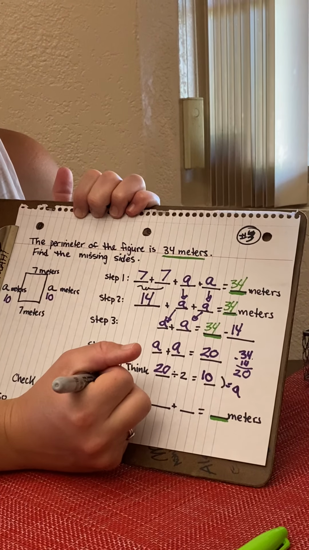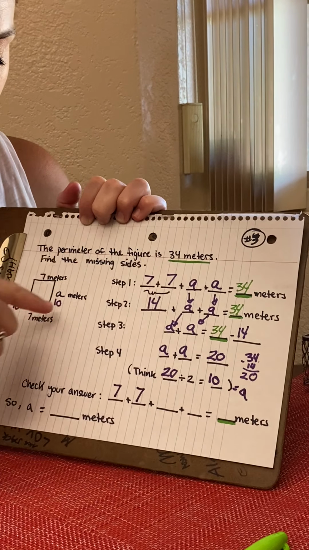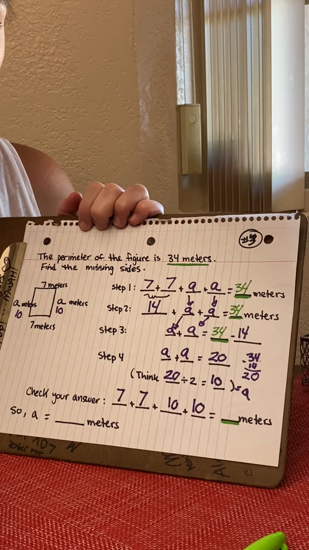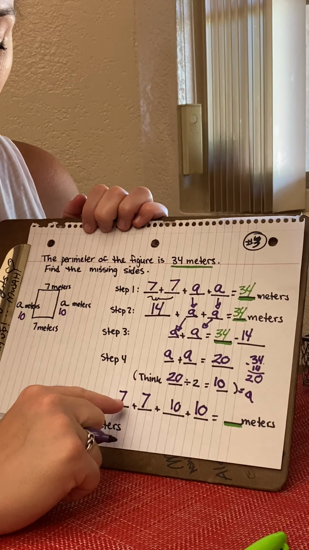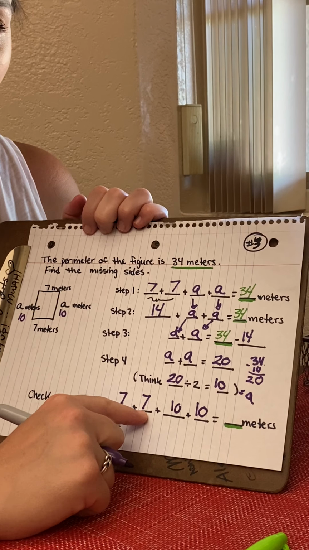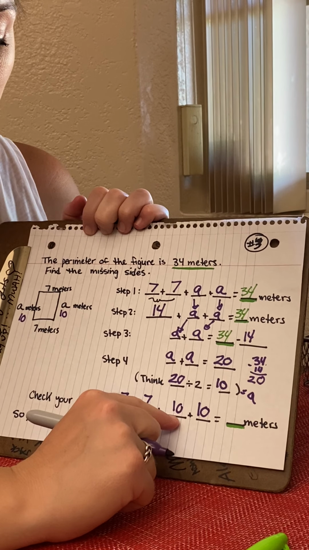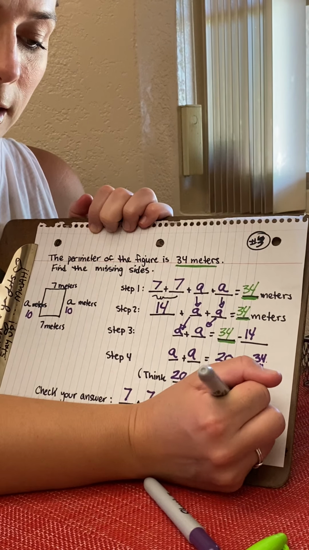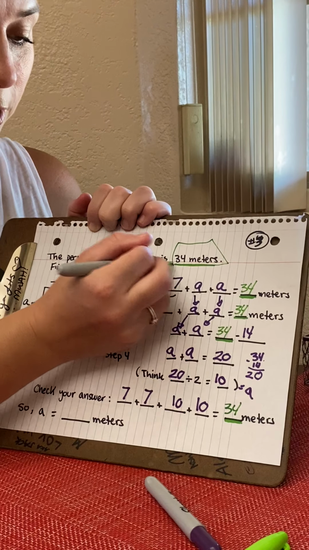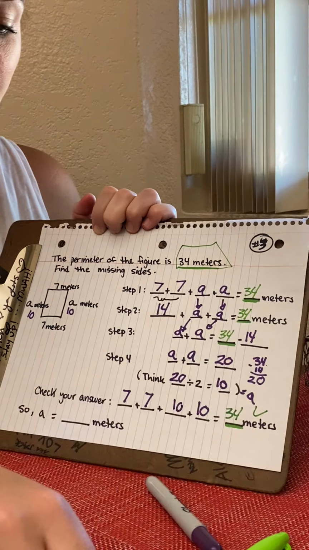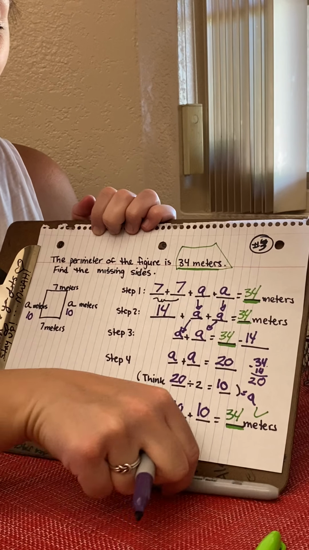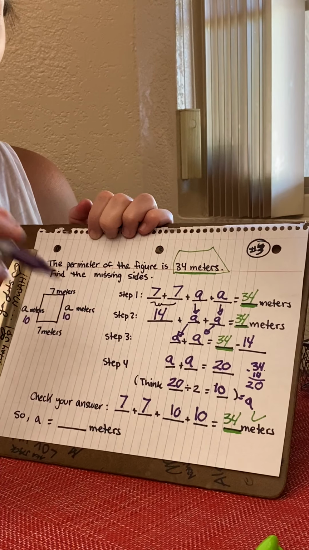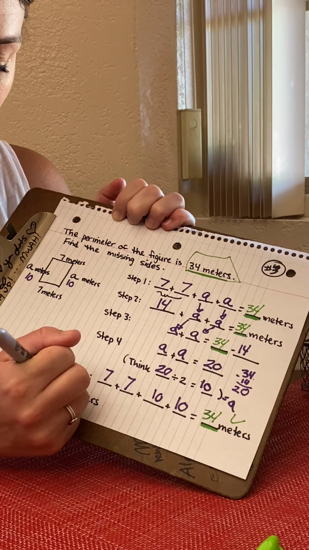So 7 plus 7, and instead of writing A, I'm going to put 10 plus 10. Pause your video and see if you get the answer. 7 plus 7 is 14, plus 10 is 24, plus 10 is 34. And isn't that what they told us the perimeter is? So if that checks out, that means that what we found for A was correct. So what did you find for A? Well, let's go back up here and look. We found that each stood for 10 meters.